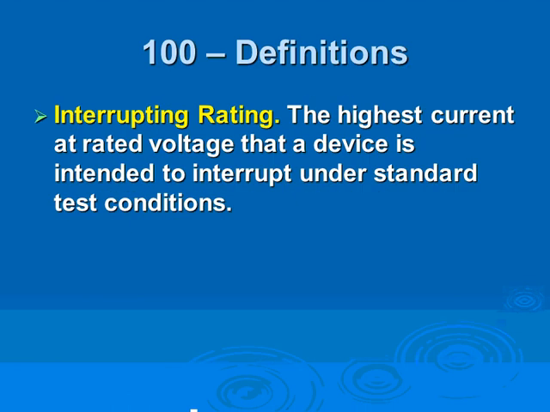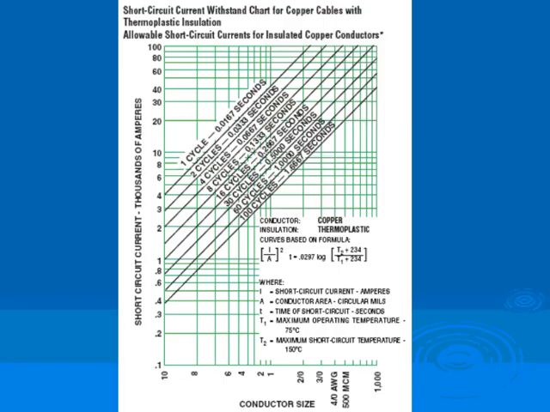Interrupting rating, if you have a circuit breaker, guys, they have 100 amp, 10,000 amp interrupting rating, 100 amp continuous duty rating, or normal operation rating, they call it. So the highest amount of current under rated voltage that the breaker can safely interrupt. So that's your interrupting rating on circuit breakers.